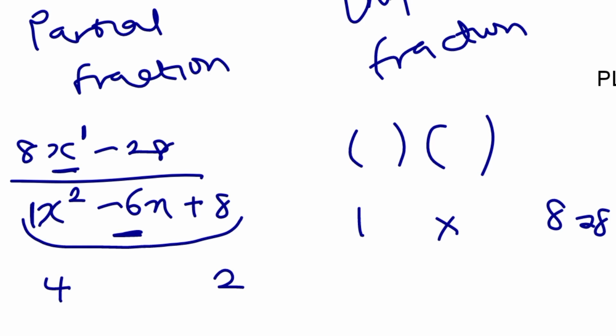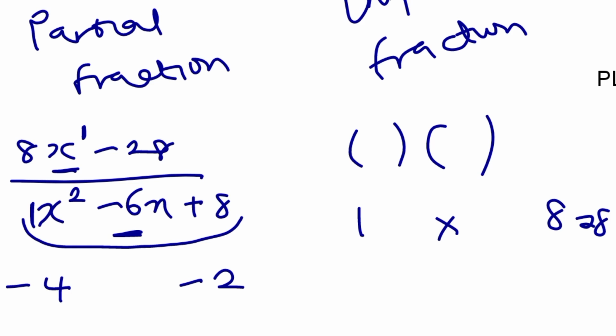Now we know that 4 times 2 is going to give us 8, right? But what about 4 plus 2? Is it going to give us -6? No. So definitely we need to note the sign, which means if you have -4 minus 2, when we add them together, we are going to get -6.